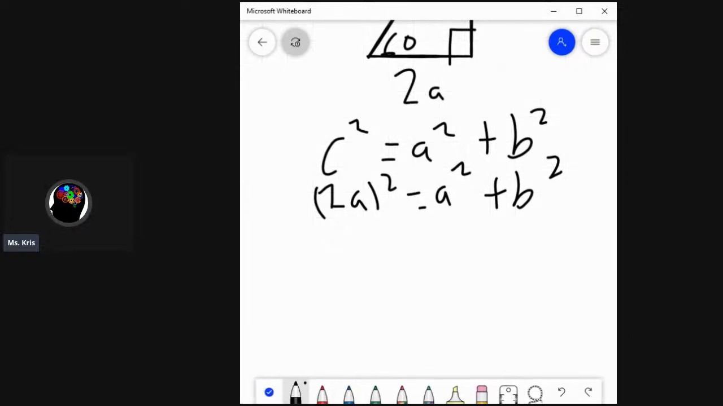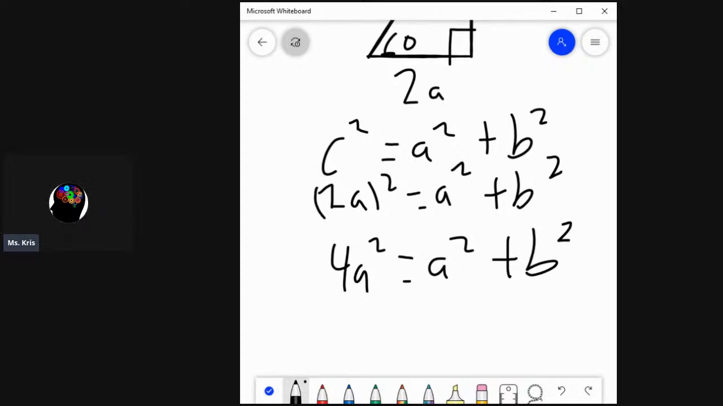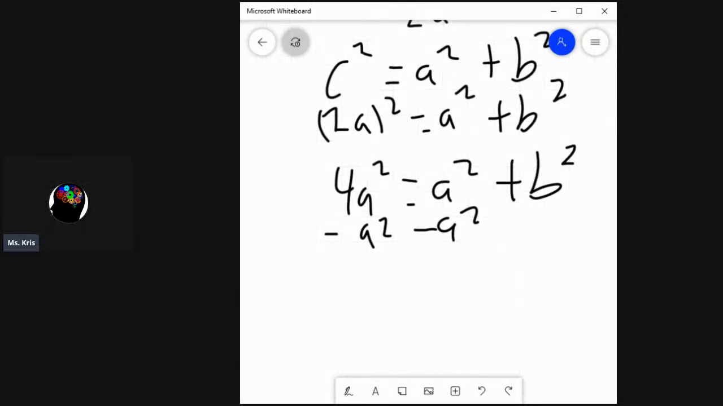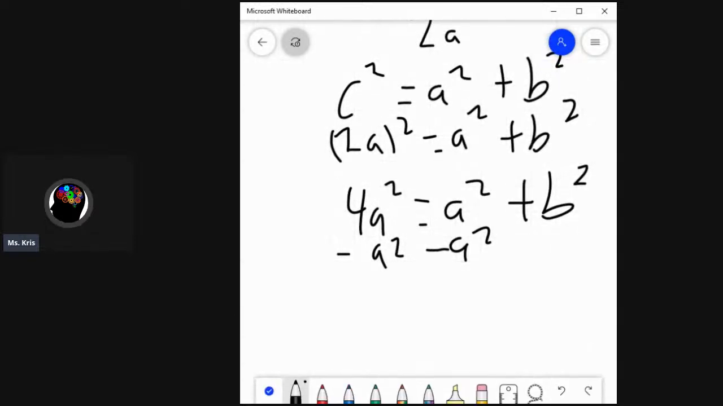So once they did that, they said, hey, 2a squared gives me 4a squared equals a squared plus b squared. Then, of course, to get b squared by itself, they subtracted a squared on both sides, which gives me 3a squared equals b squared. And, of course, you take the square root on both sides.